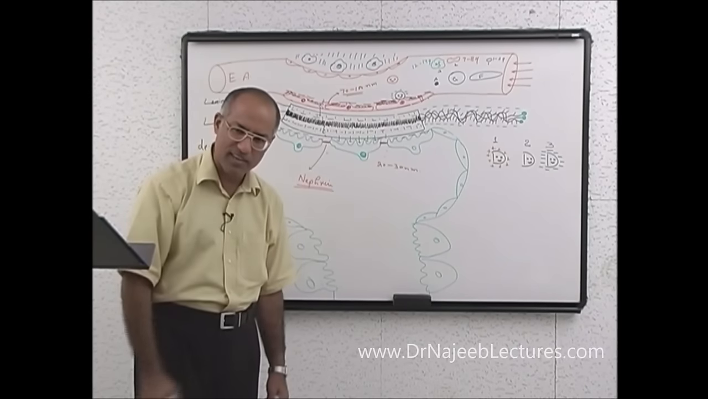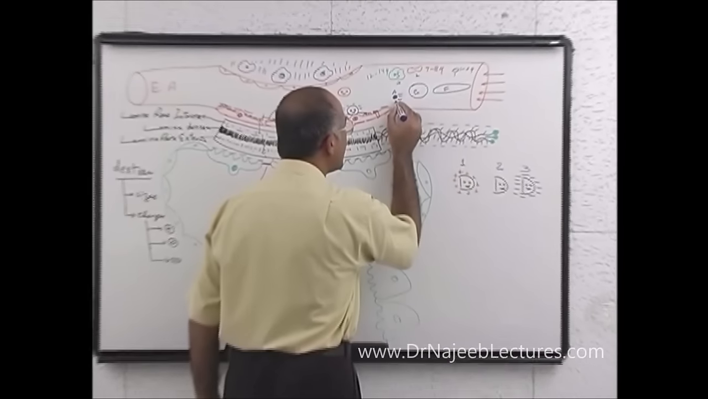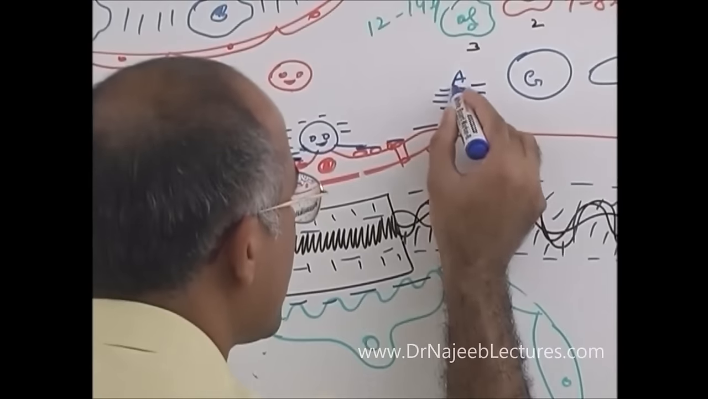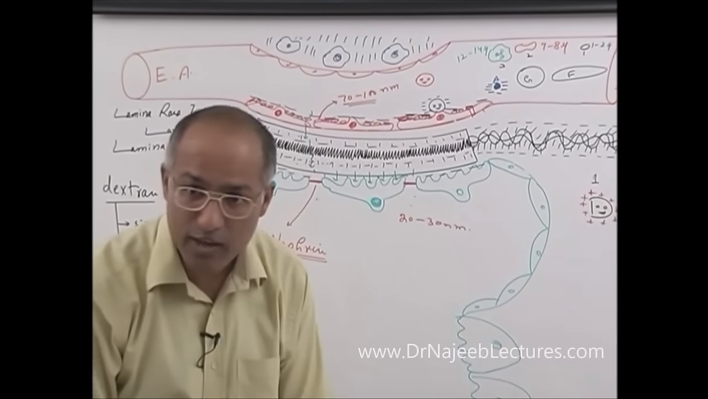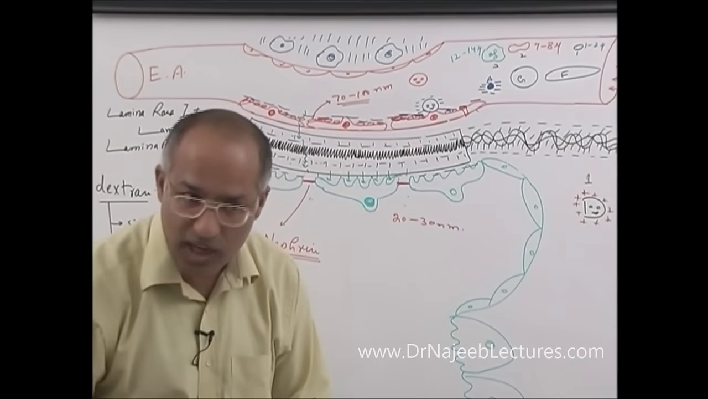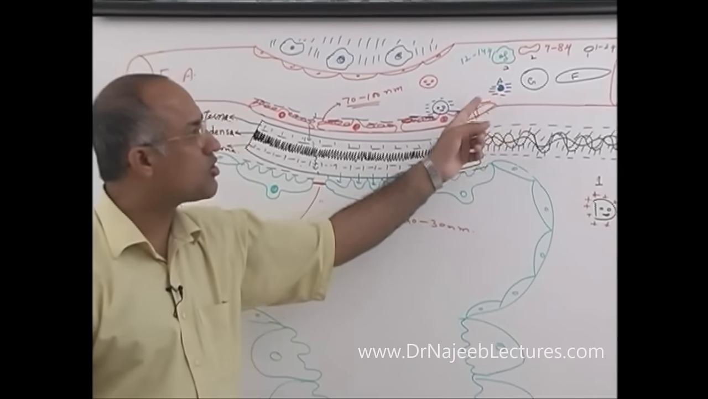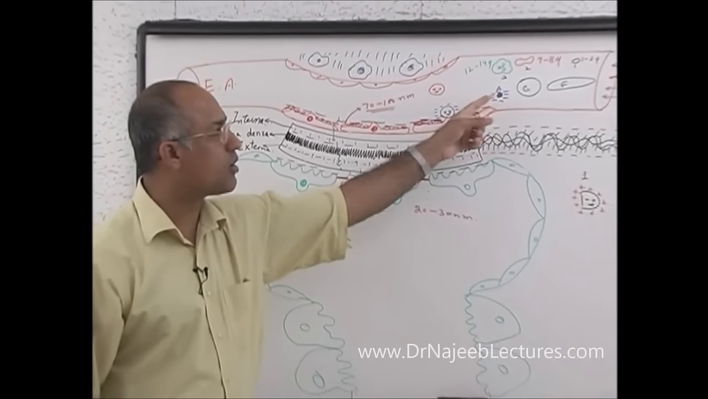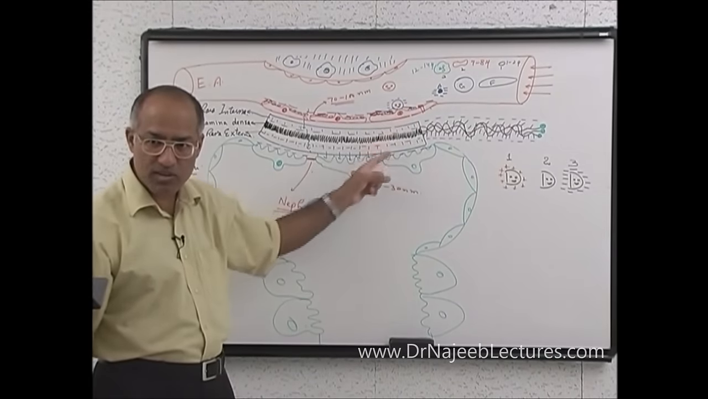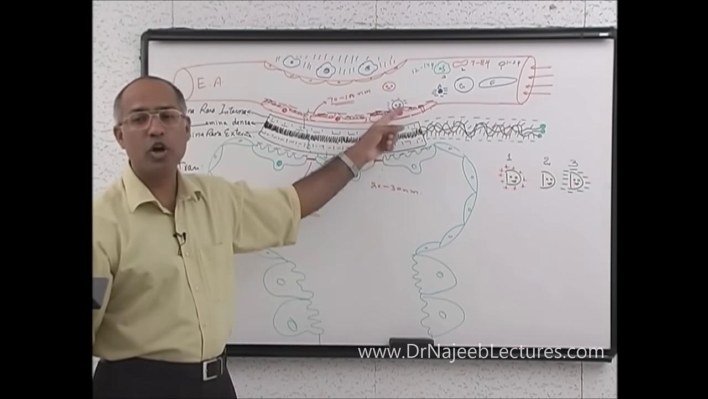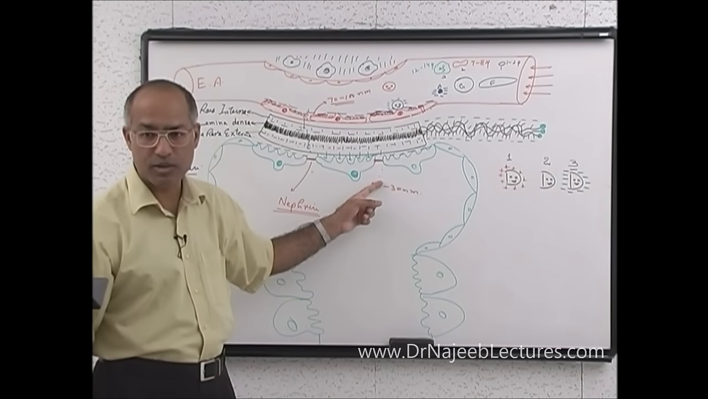What could be the reason for that? Yeah, albumin is negatively charged. All plasma proteins are negatively charged at body pH, and albumin is also negatively charged. So in spite of the fact that the size of the albumin is just enough to pass through this barrier, still normally albumin does not filter in any significant amount.